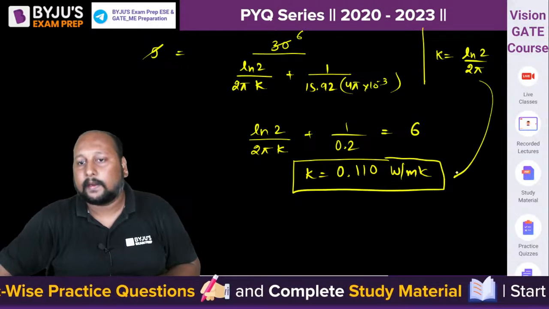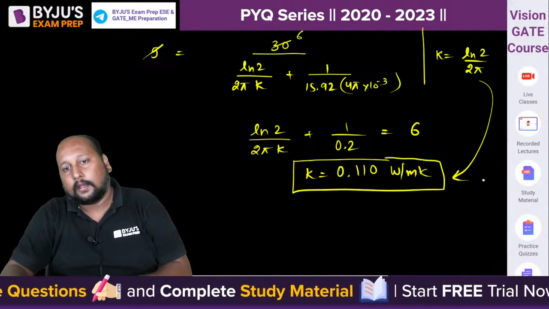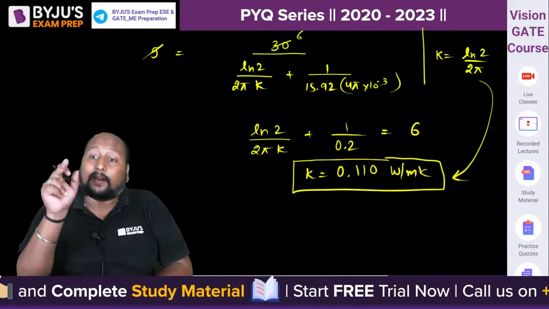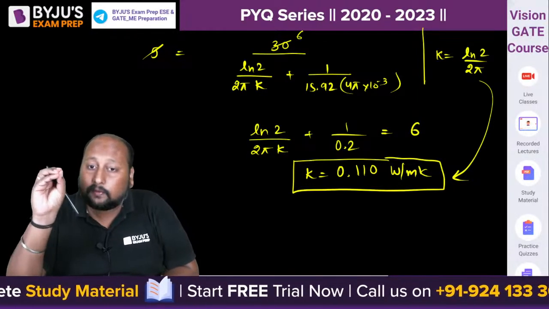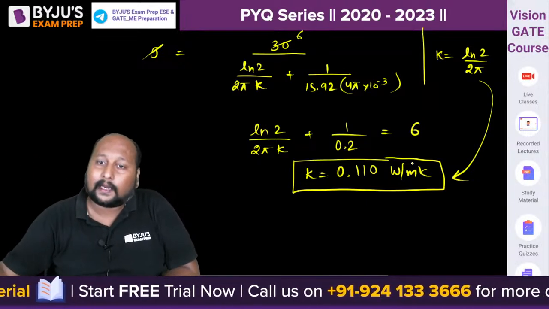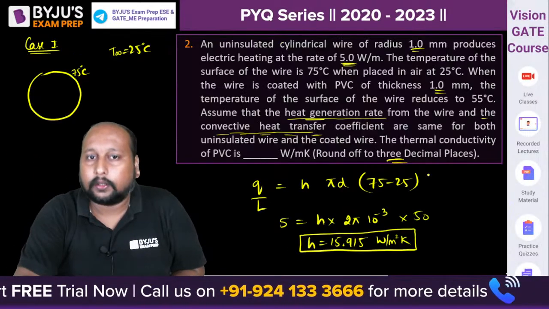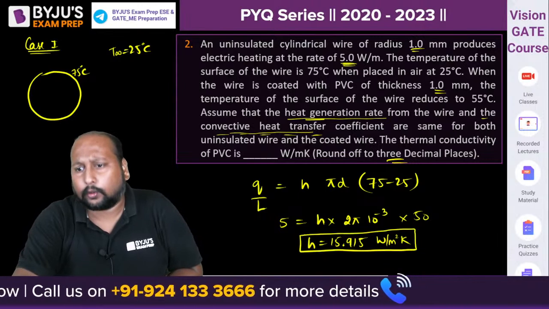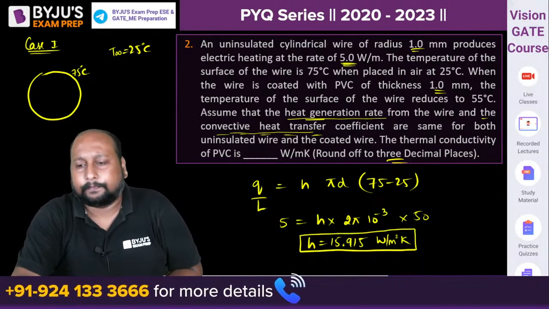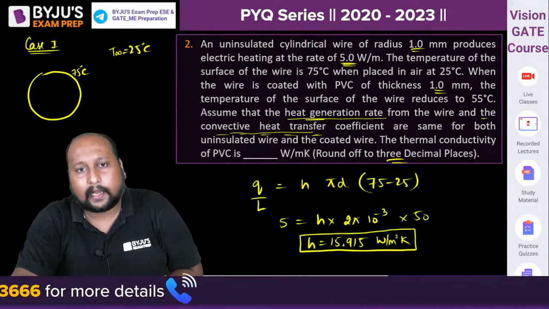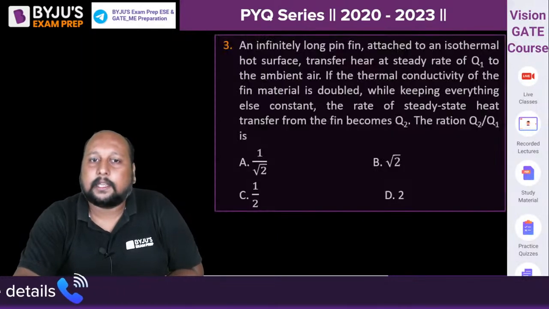Okay, and solve it, you will be getting exactly this one. Okay, so 0.110, you have to write 3 decimals. 0.110 watt per meter Kelvin is the correct answer to this question. 2 marks question. 2021 I think. This was the question asked in 2021. Okay? Let's move ahead.